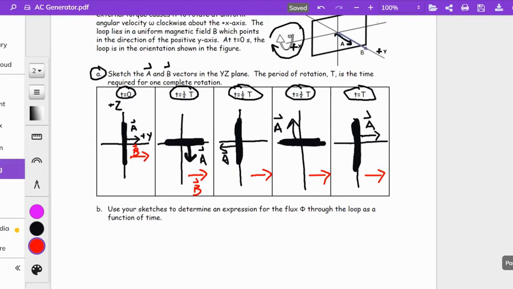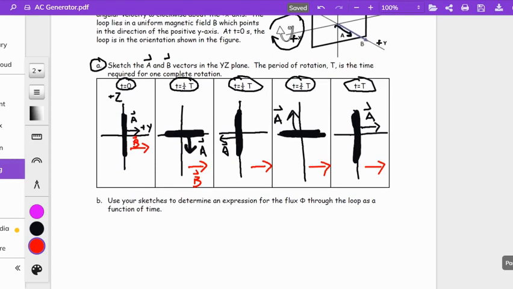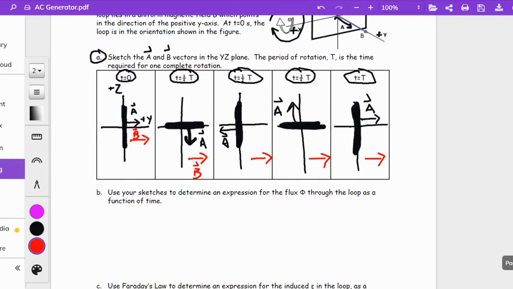And so I hope you can see that the flux is going to be changing as you go. There's not a lot of space up here, so I'm going to come straight down. And I can see right away that in this first picture, there's going to be a positive flux through the loop. Lots of it, the maximum amount. And then in the next image, I can see that the area vector is perpendicular to the magnetic field. So there's zero flux here.